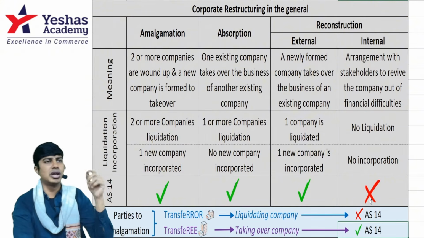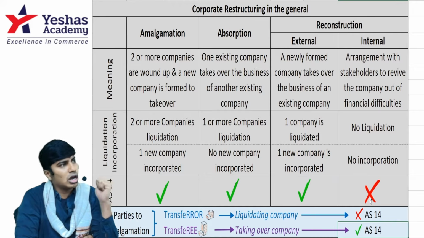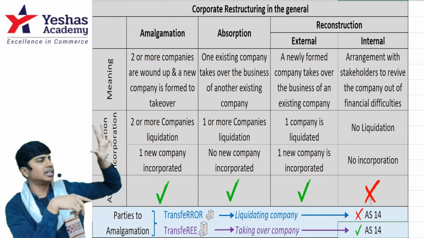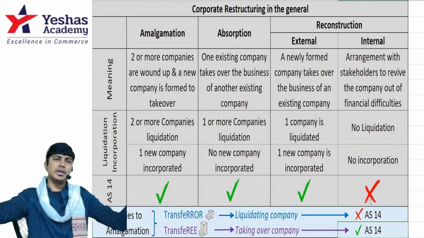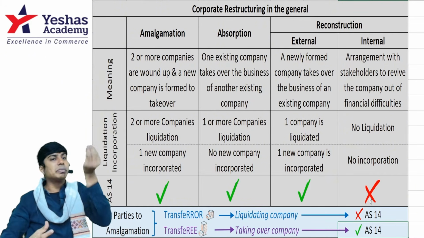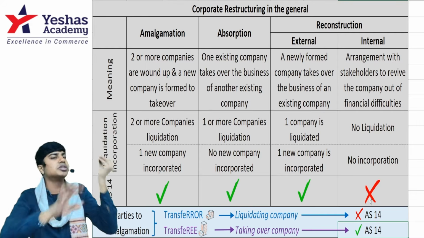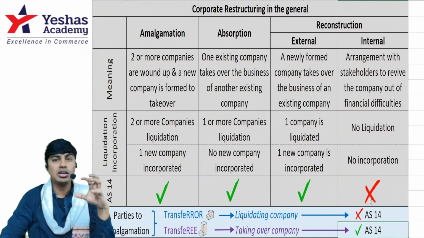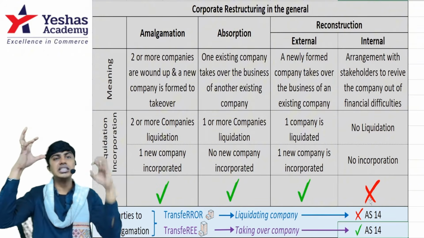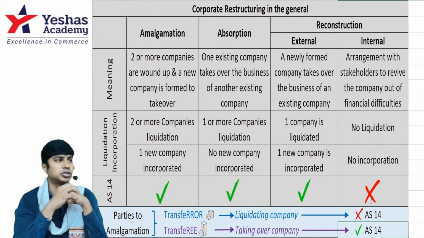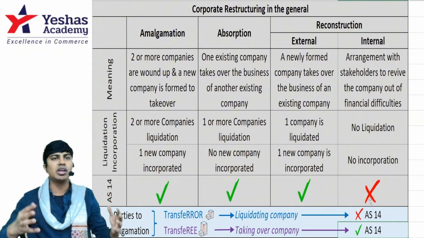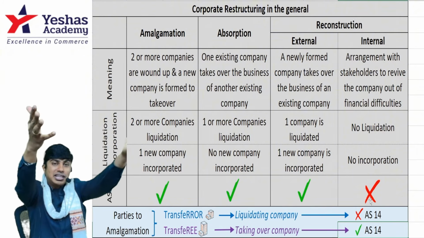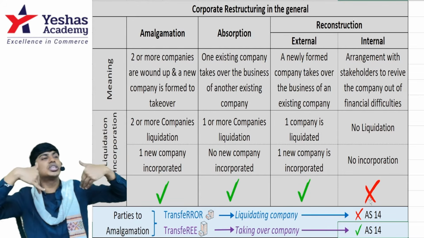What are they? Number one, amalgamation. Number two, absorption. And two forms of reconstruction, one is external, the other one is internal. If two or more companies wind up and a new company is formed to take over these two or more companies which are winding up, that's amalgamation. What is absorption? One existing big company eats another small company. External reconstruction is where one company creates another new company, and that new company is created with the whole and sole objective of taking over the old company.